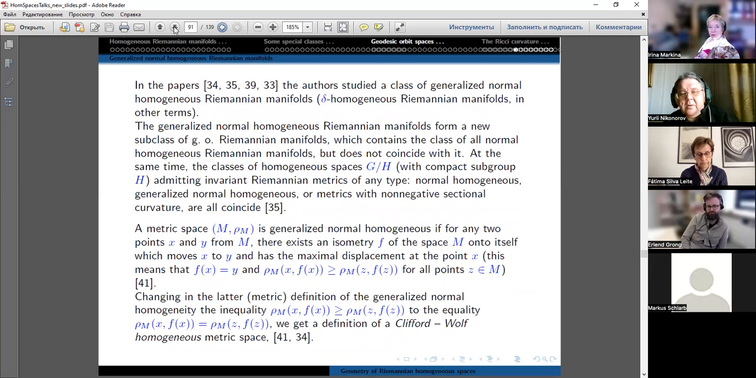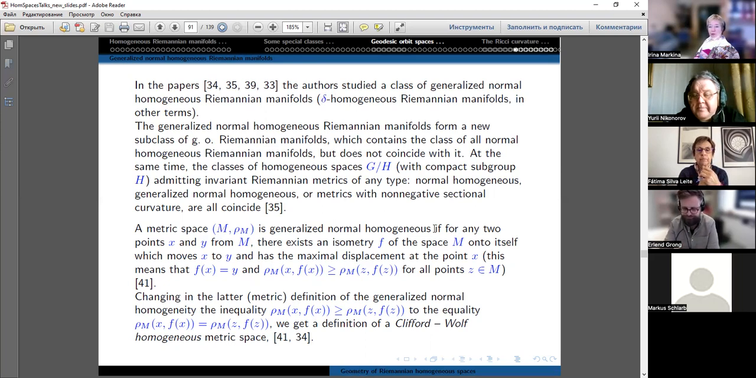Now, a little about another idea, another metric idea by Professor Berestovskii. What are delta homogeneous Riemannian manifolds and why are they interesting? Okay, I'll try to explain from the definition. Let's consider any metric space M with metric rho. It's called generalized normal homogeneous, or another term, delta homogeneous.